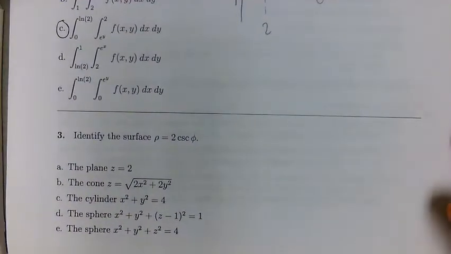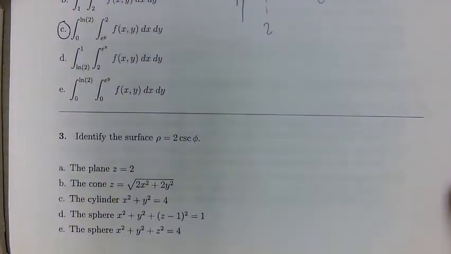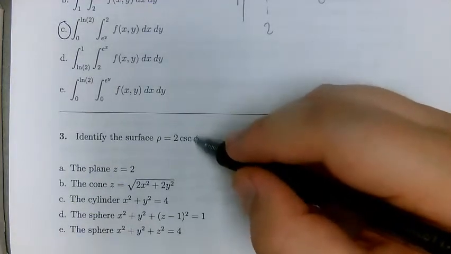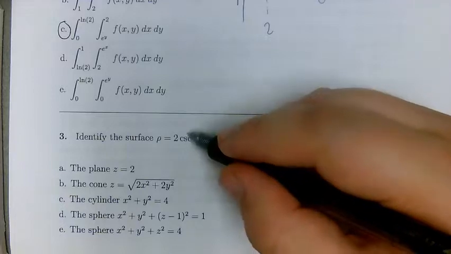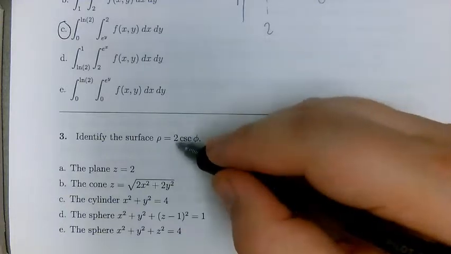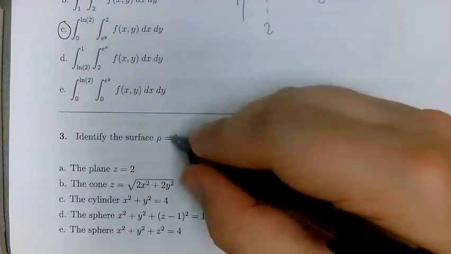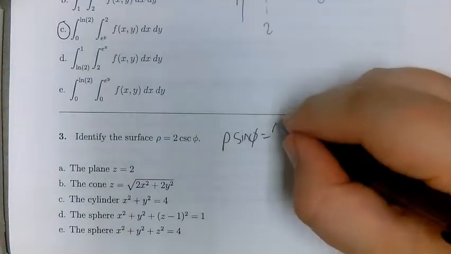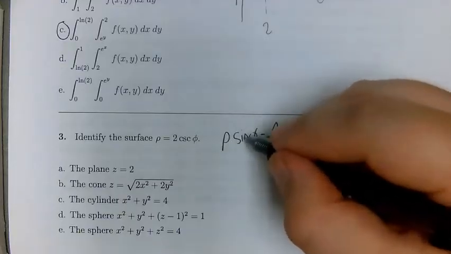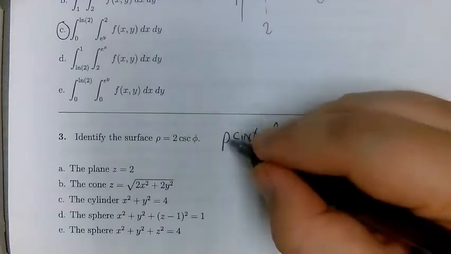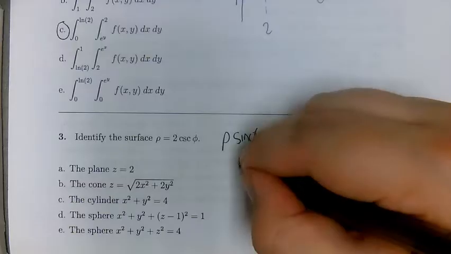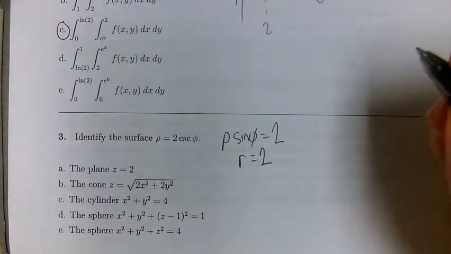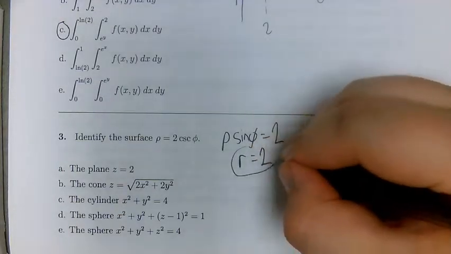Okay, identify the surface rho is 2 cosecant of phi. Now, I'm not too familiar with how rho and spherical coordinates work with the three less common trig functions. So to make things easier, I'm going to multiply both sides by sine of phi, canceling out this cosecant. And we end up getting rho sine of phi is 2. Now remember, rho times sine of phi is equal to r. So we know that r is going to be 2 here. This is the curve that we're describing.